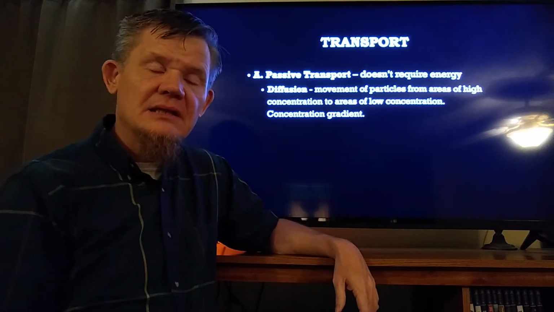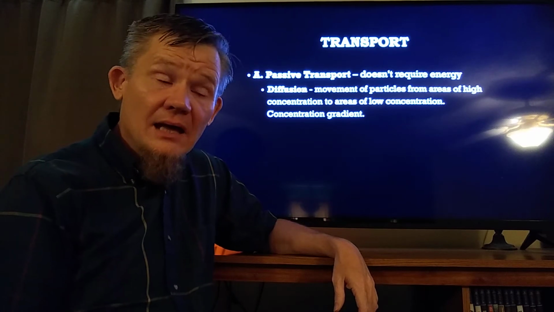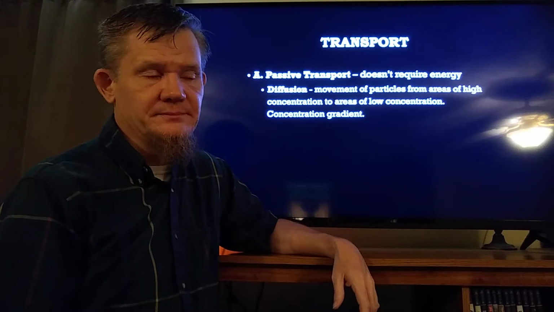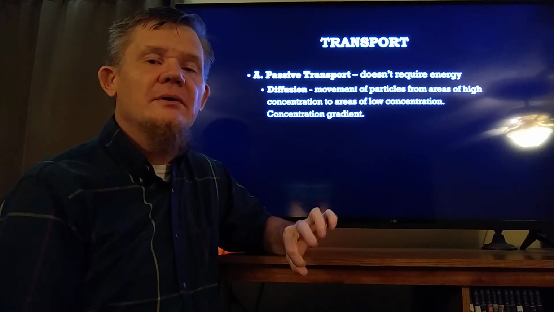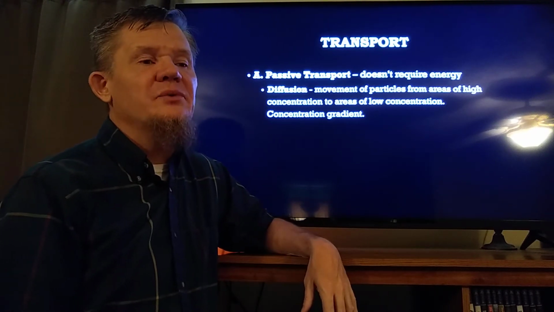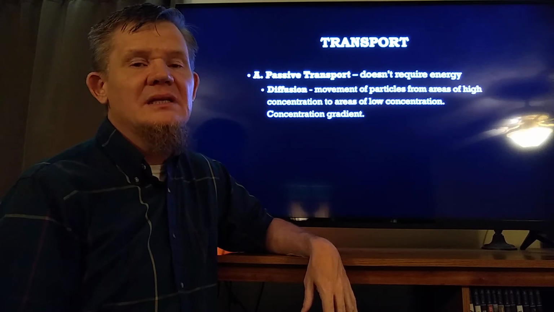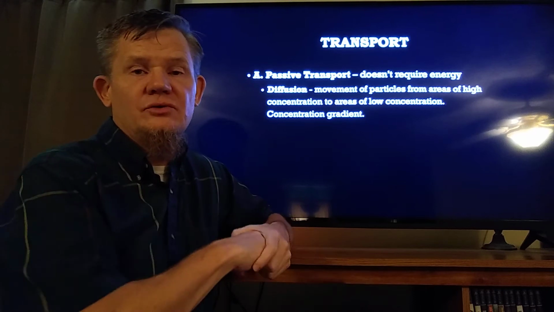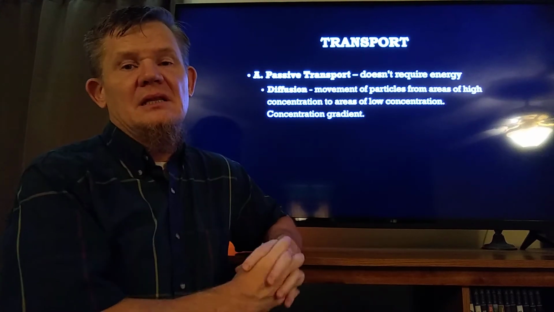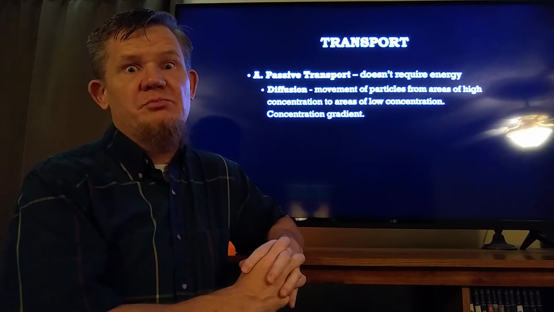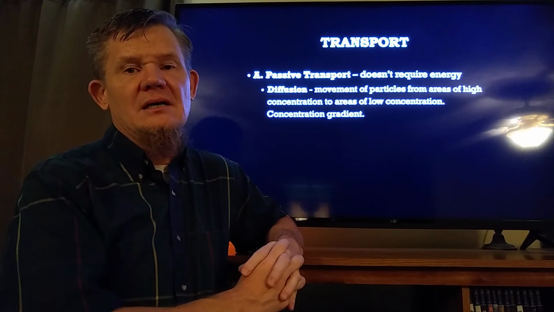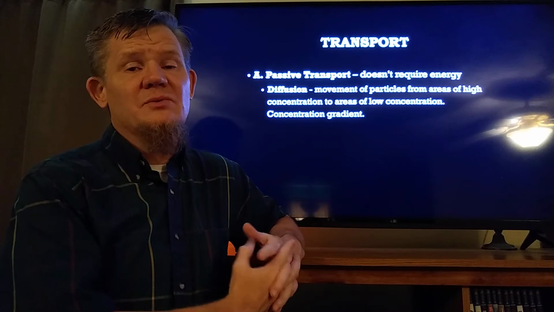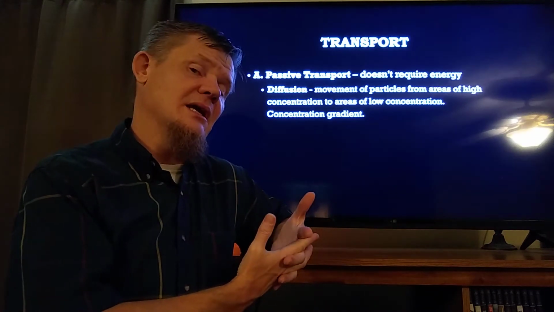So, cells have to bring things inside, and cells have to let some stuff, wastes, go outside. There are three different ways in which cells will bring stuff in or release things out of themselves. Three methods of what we call transport. Three methods that cells use to transport things into and out of the cell. The first method is called passive transport, and passive transport doesn't require the cell to spend any energy.